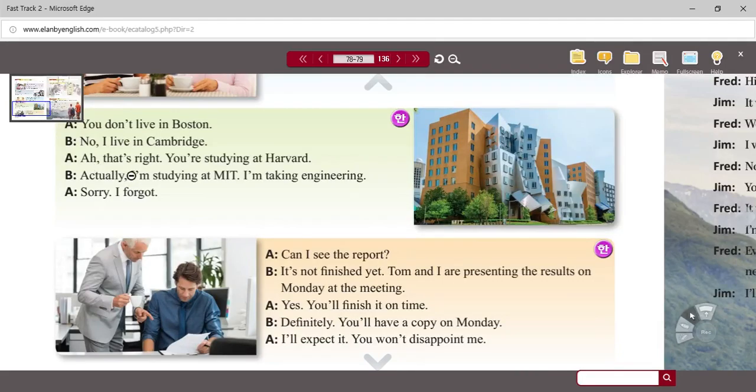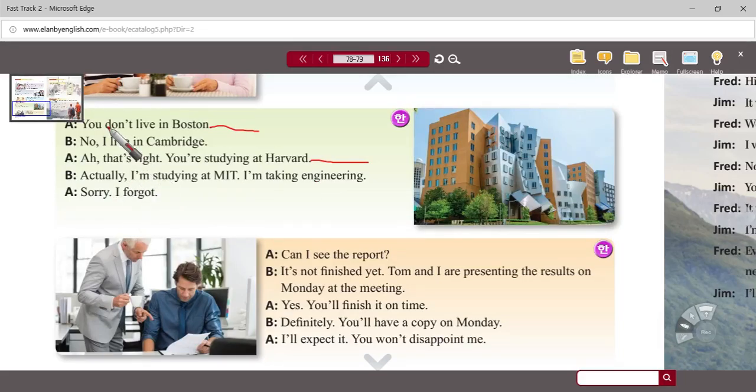Now again, with some of these, you're looking at some kind of fact. So, you don't live in Boston. That's my opinion of where you live. So it sounds strange on its own. So you should have a tag here. B, no, I live in Cambridge. That's pretty much a fact. There's no opinion about it. That's right. You're studying at Harvard. So again, that's my opinion. Am I wrong? And again, we're talking about me, so obviously the answers are not opinions, about his basic life, what he's studying, where he's attending.